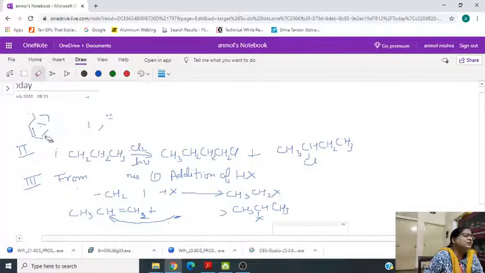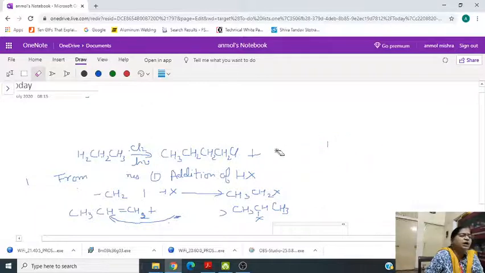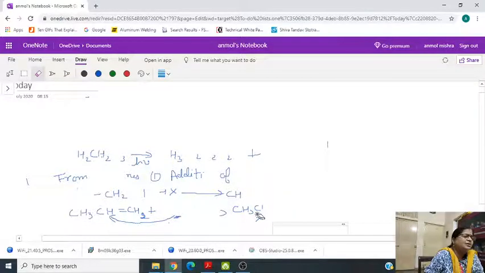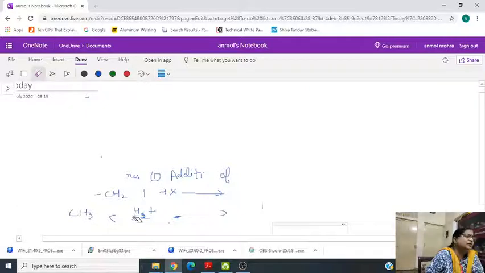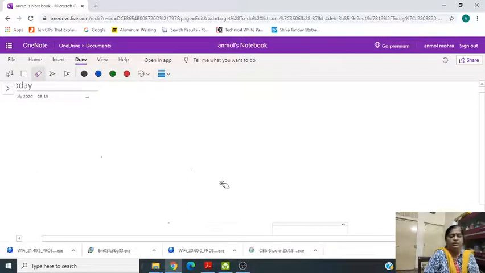So that is also called as peroxide effect or Kharash effect. So two rules we have studied in here. What is that? Markovnikov's rule and anti-Markovnikov's rule. Markovnikov's rule just now I have explained. Now I will explain the anti-Markovnikov's rule also.